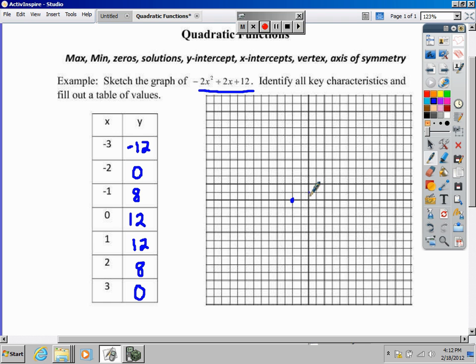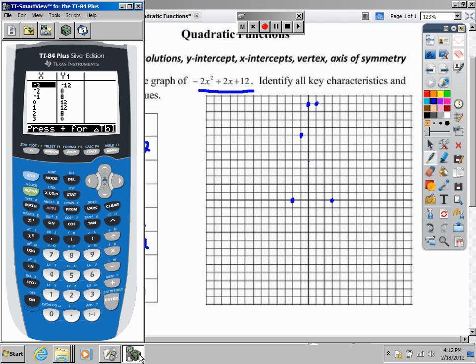And then we would go 0, 12. So we would count up 12 from the y-axis. So go 1, 2, 3, 4, 5, 6, 7, 9, 10, 11, 12. That would be right up here. And then we have 1, 12, which is right here. 3, 0. And then if we want to plot the negative 1, 8, we go 1, 2, 3, 4, 5, 6, 7, 8 would be right there. So my guess is that it's going to go through these points. But now let's look at the calculator and see what it looks like.